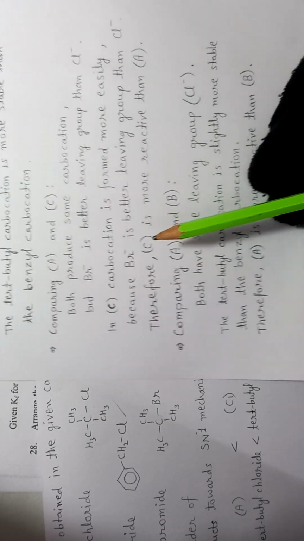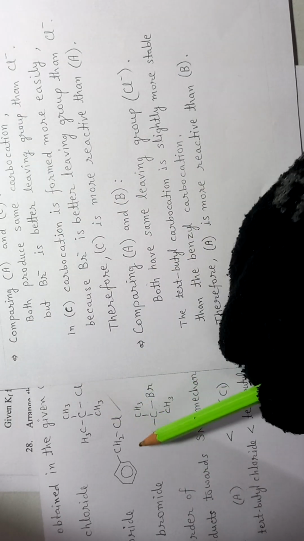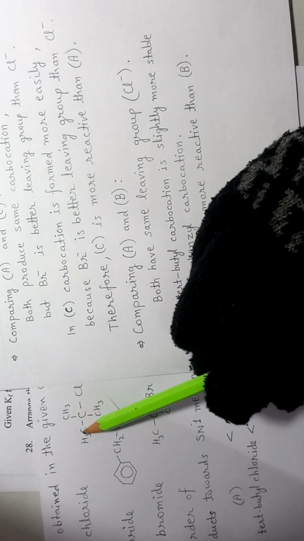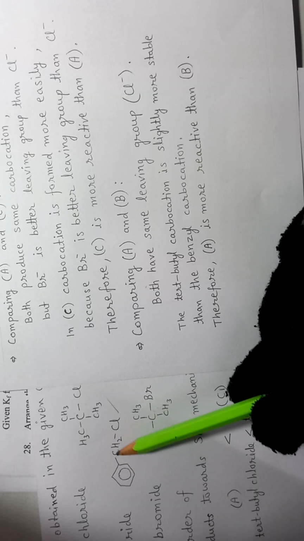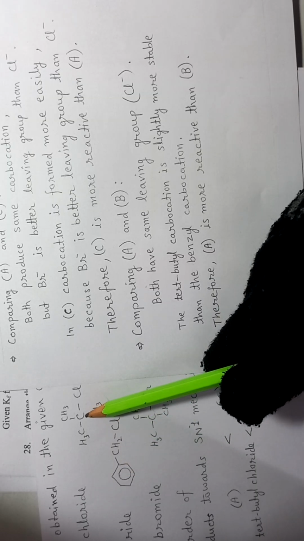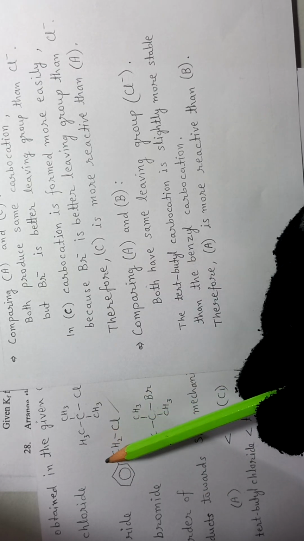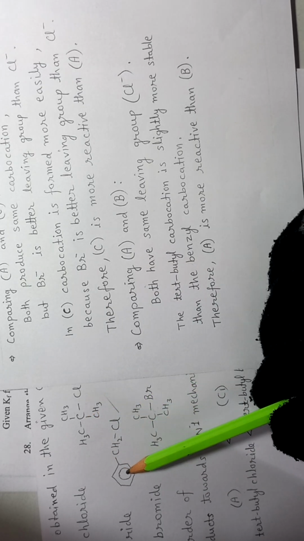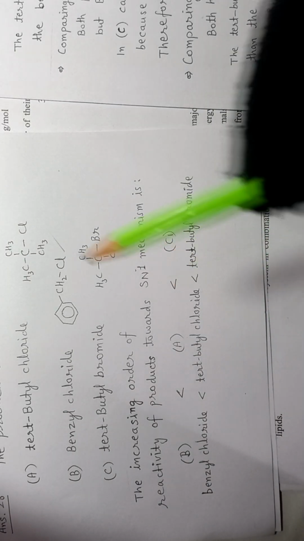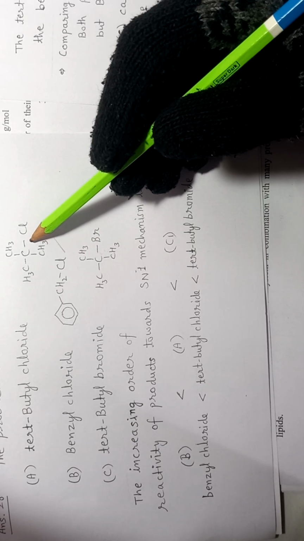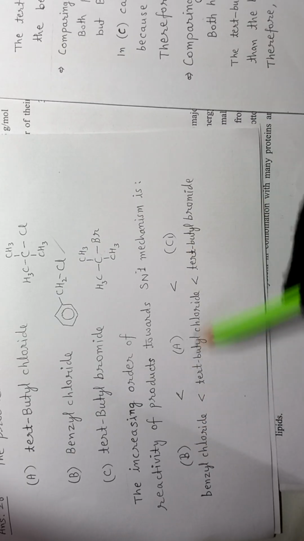Next, comparing A and B. Both have the same leaving group. But the tertiary butyl carbocation obtained from this is slightly more stable than the carbocation obtained from this. From here we will get tertiary butyl carbocation, which is more stable than the benzyl carbocation. Therefore, A is more reactive than B. So what we have found, students? C is more reactive than A, and A is more reactive than B. So this is the reactivity sequence in increasing order.